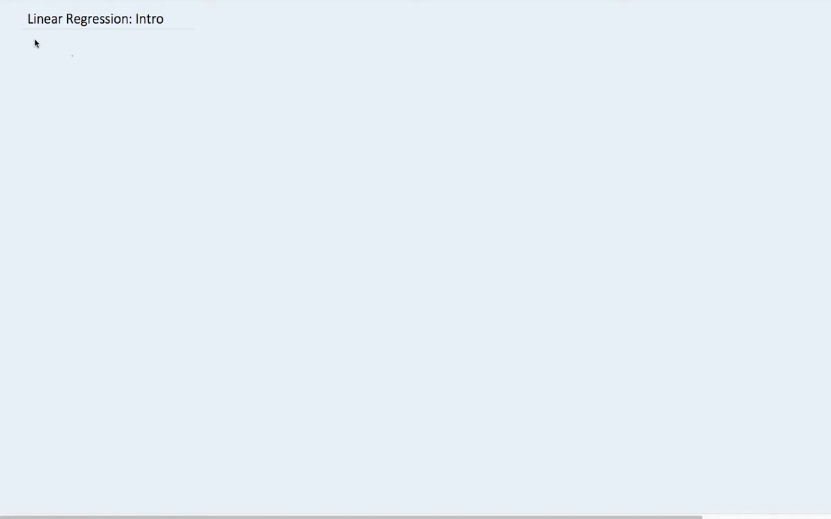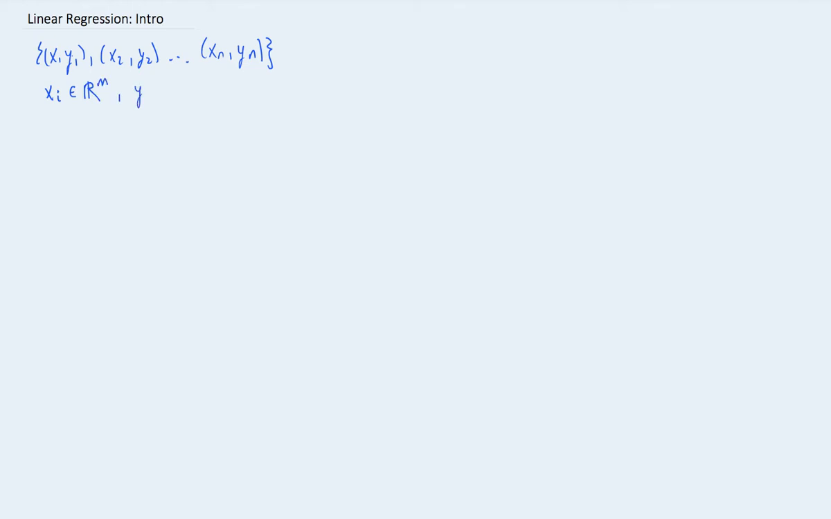All right, today we're going to be going over linear regression. So let's suppose we have xy pairs where we have x1, y1, x2, y2, and suppose that we have n data points total. And suppose that each xi is actually in itself a vector, an m-dimensional vector, and y is an output, which is just a real number.